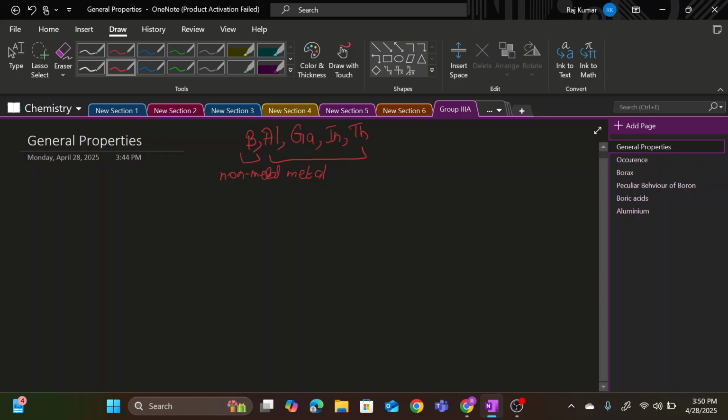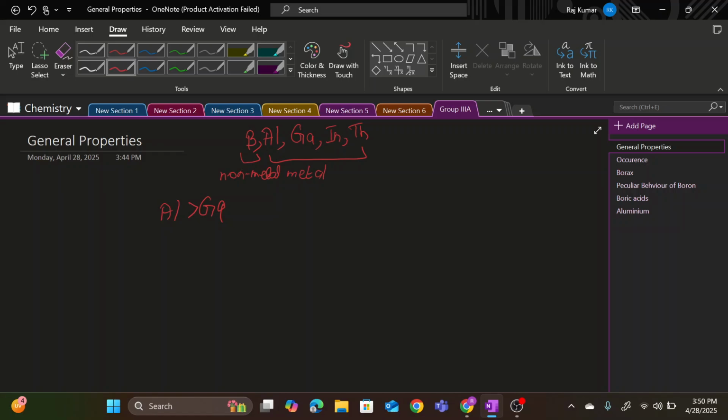Now, if you just talk about some very general properties, we have studied in our previous classes that when we move down from boron to thallium, when we move down the group, then the atomic size increases, due to which the metallic characteristics increase. Atomic size and metallic characteristic increase down the group. But there is one exception. The size of aluminum is greater than gallium.